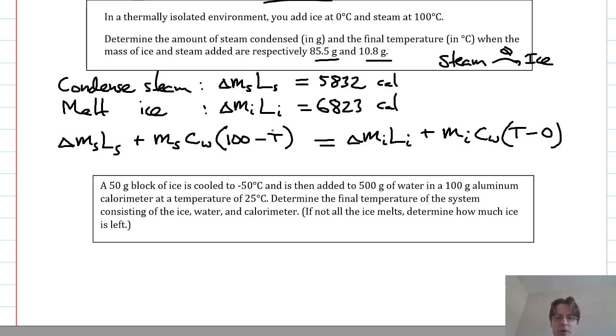You can just do it algebraically, or, good practice, use your calculator: y1 equals the left side, y2 equals the right side, and have it numerically find the value of T. It comes out to be 1.13 degrees Celsius. So the steam fully melted the ice. All the steam condenses. We figured that out at the beginning. All the steam fully condenses, and in the end, the final temperature is about 1 degree.